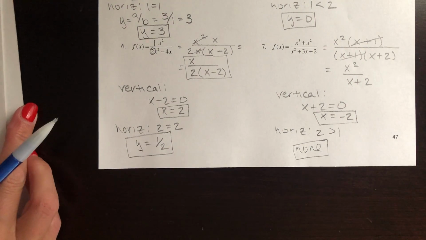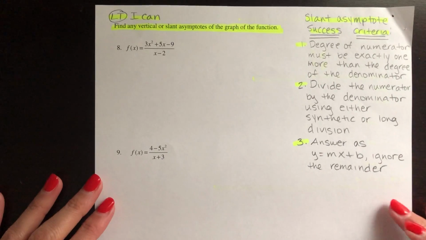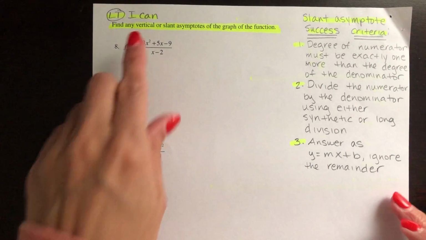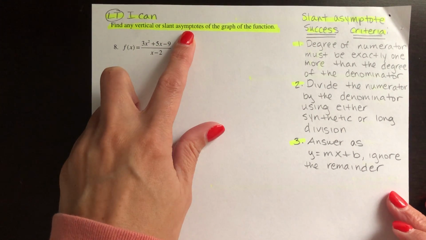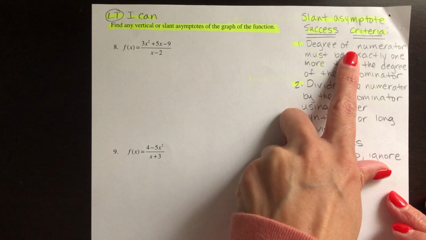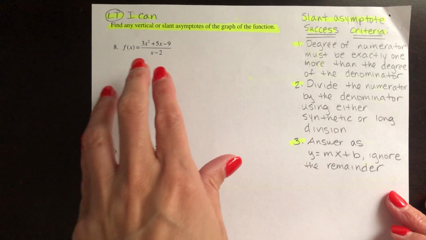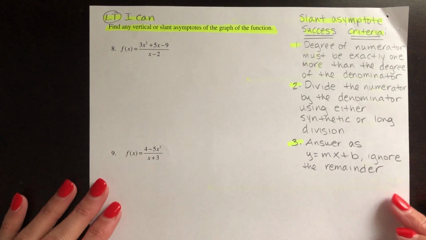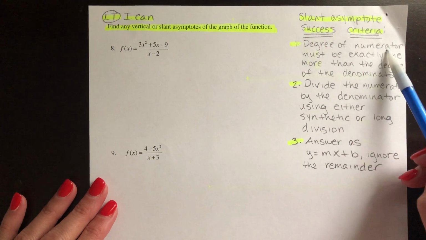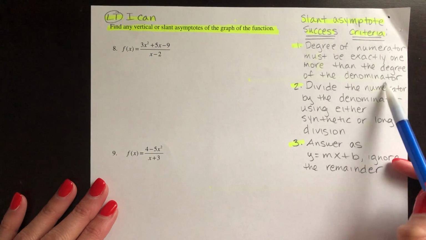Let's take a look at slant. Our last case is the slant. So I'm going to turn this over here. So I can find, we're going to review vertical, and then we're also going to find slant asymptotes. So here's your success criteria. So in order for a problem, one of these rational functions, to have a slant asymptote, the degree of the numerator must be exactly 1 more than the degree of the denominator.